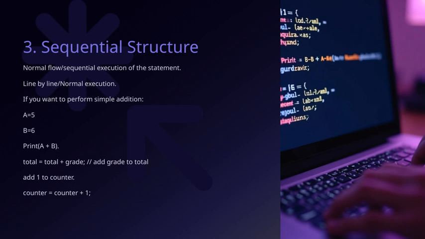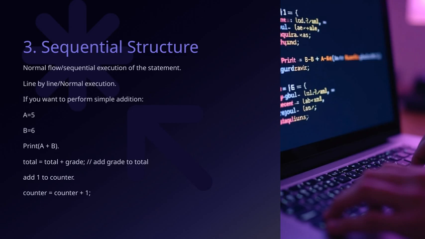Another key point is updating values, such as adding a grade to a total. You might see a statement like total = total + grade, which means you add the current grade to the running total. And don't forget about counters. You often need to keep track of how many times something happens. So to add 1 to a counter, you'd write counter = counter + 1. This step-by-step, line-by-line execution is what makes programming logical and predictable.